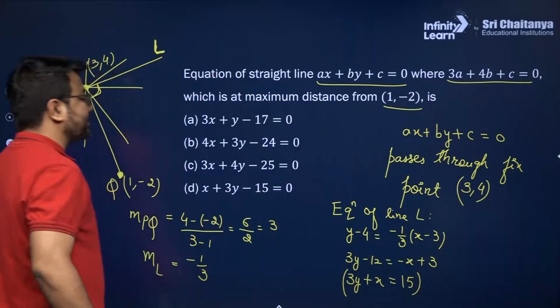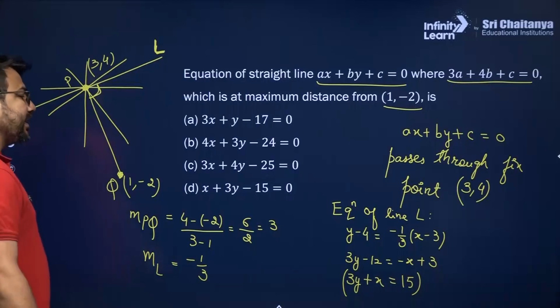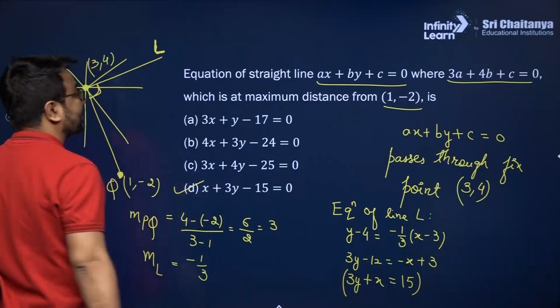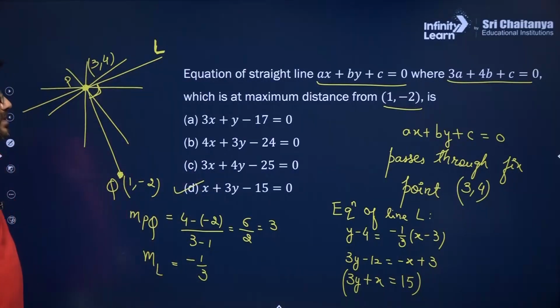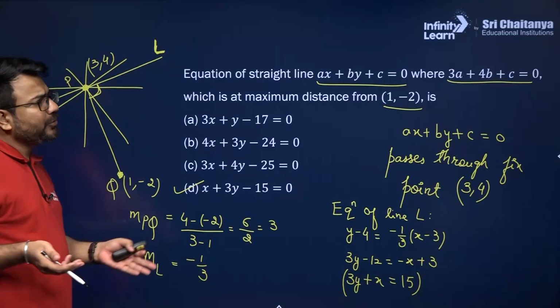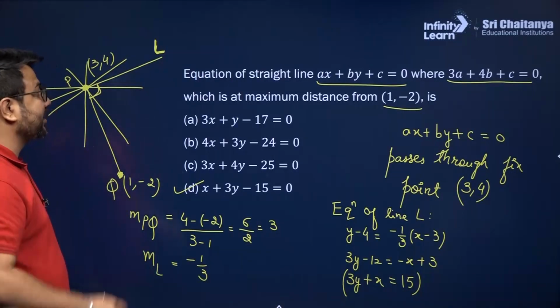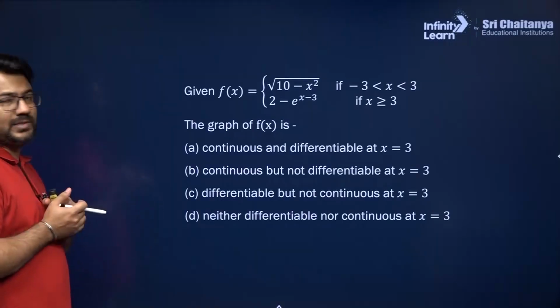So 3y plus x is equal to 15 is given to us in option D. So that is why option D will be the final answer for this particular question. I hope you are able to understand how we have done this solution. So that is why we are moving ahead to the next question.